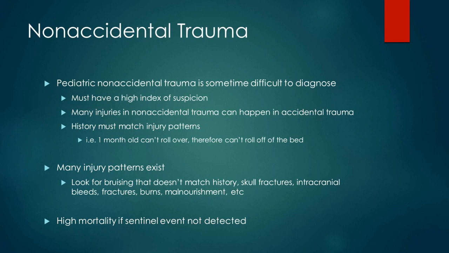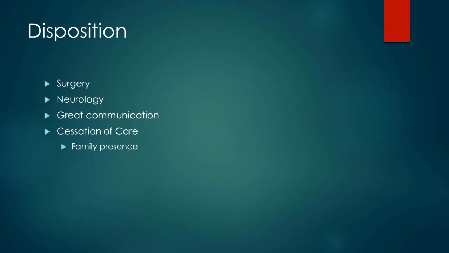So it's important for providers, especially in the emergency department, to maintain that high index of suspicion and ensure that our history and physical exam findings match up, and that if we do have that index of suspicion, that we pursue further imaging and testing and consult case management. So disposition: surgery, neurosurgery, neurology, it kind of depends on what findings we find throughout there. We want to make sure that we're ensuring great communication between the providers and the care team and the family, and making sure that we know what's going on and everybody's wishes.